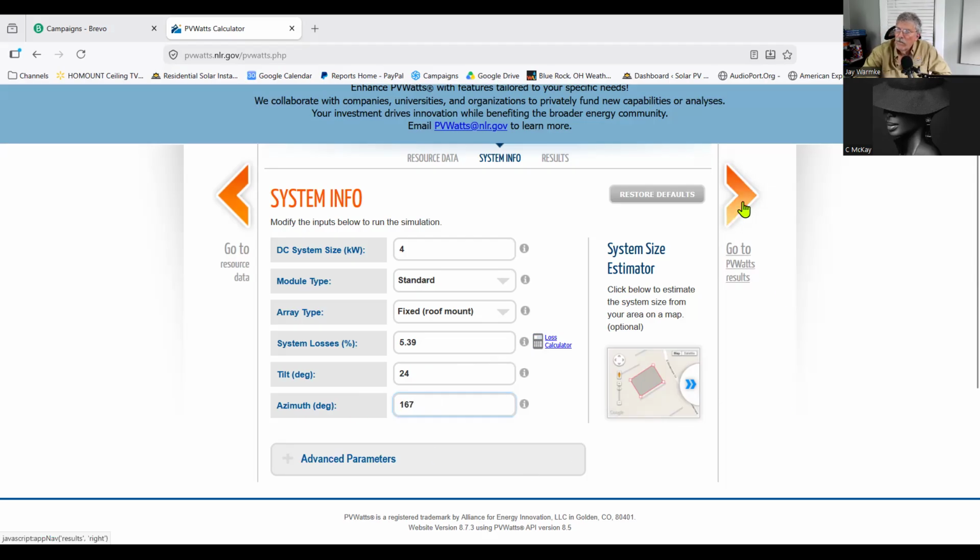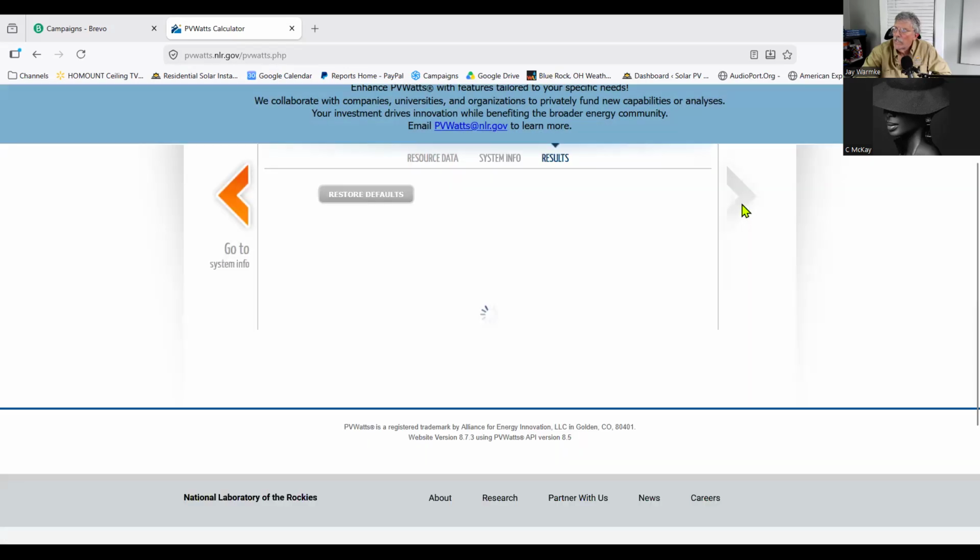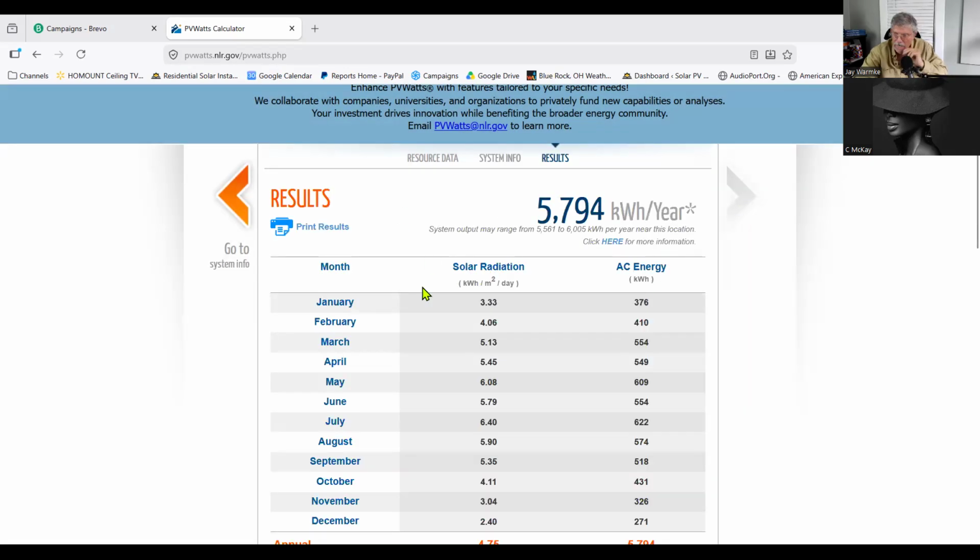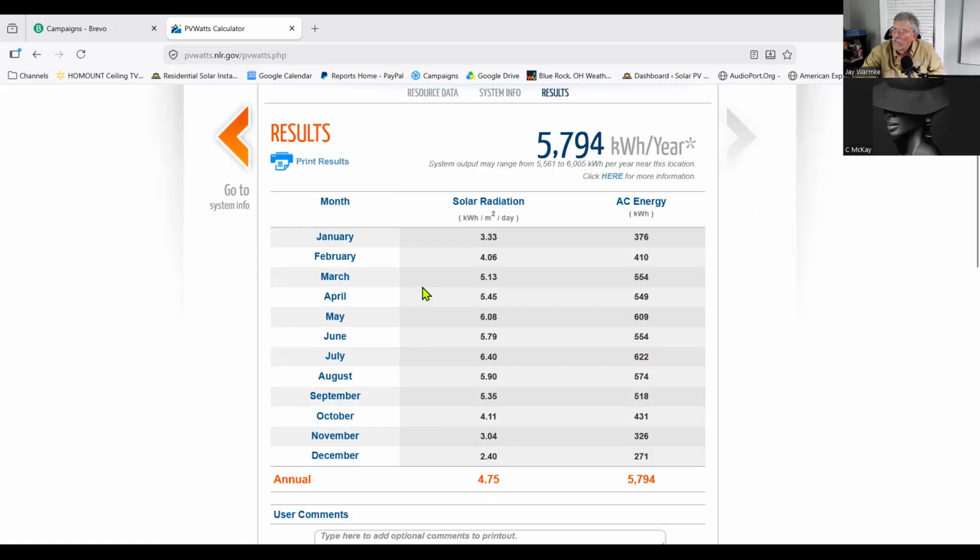Once you've plugged in all of those numbers, you just click that arrow, and now it's going to tell you how much sunlight is available at that location. The number we're worried about here is the 4.75. So it's telling me that on average in that location, with all of those orientation factors, we're going to get 4.75 hours of insolation at that location.